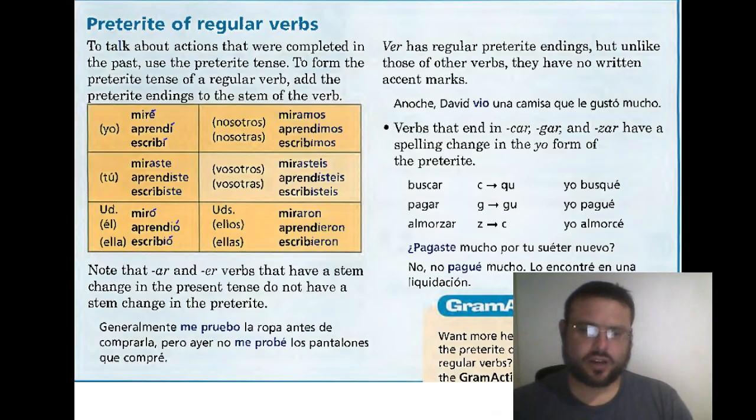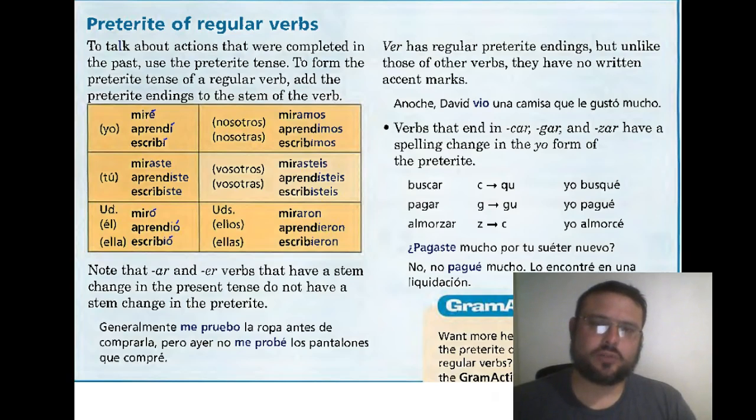We are talking about the past tense of verbs. When you see the word preterite, el pretérito, this is talking about simple past tense, such as I looked at, I did my homework, he ate, she went to school, anything like that. Those are simple past tense verbs. And this is what we're talking about here.